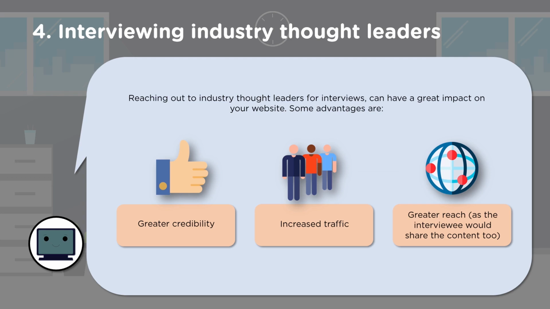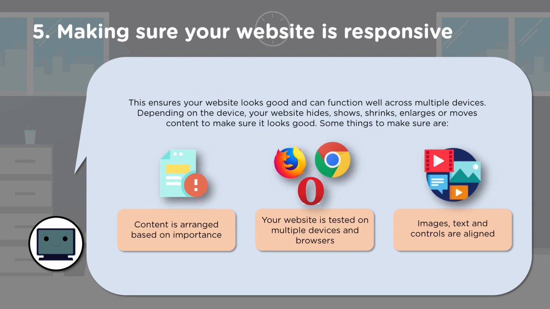And so it's going to increase your reach. Another way to drive traffic to your website is just to make sure your website's responsive. And what do we mean by responsive? Well, we mean, does it work on multiple devices? Specifically mobile. So depending on the device, your website hides, shows, shrinks, enlarges, or moves content so that it conforms to the browser that person's looking at for your website. So if somebody's looking on mobile at your website, you want to make sure that your website adjusts accordingly.